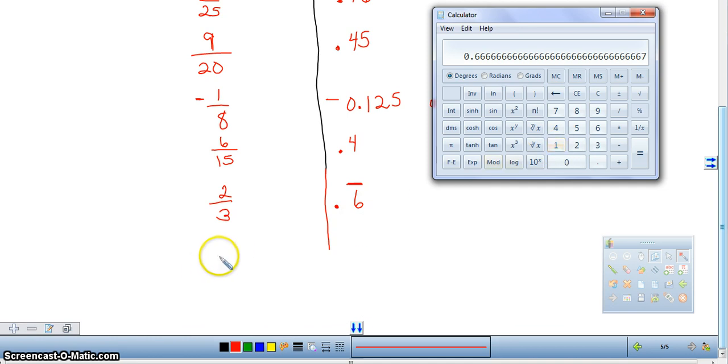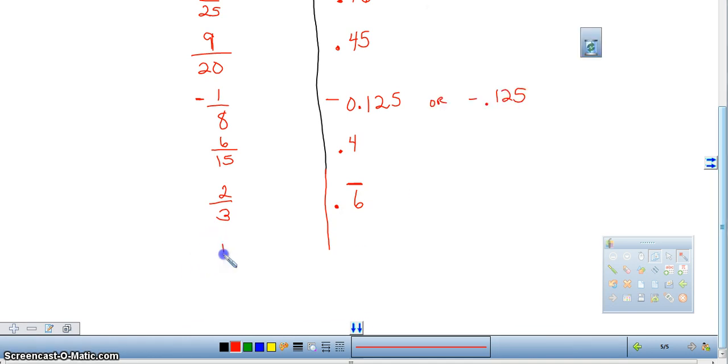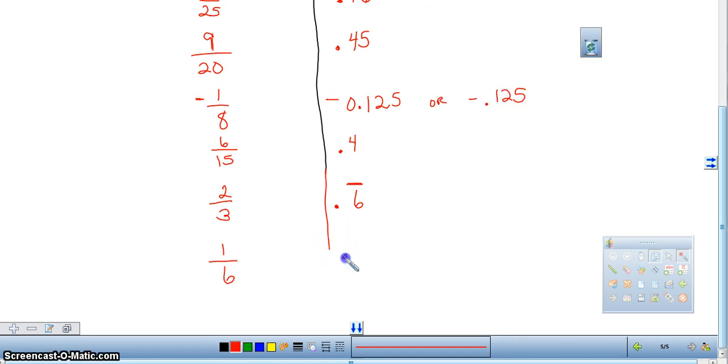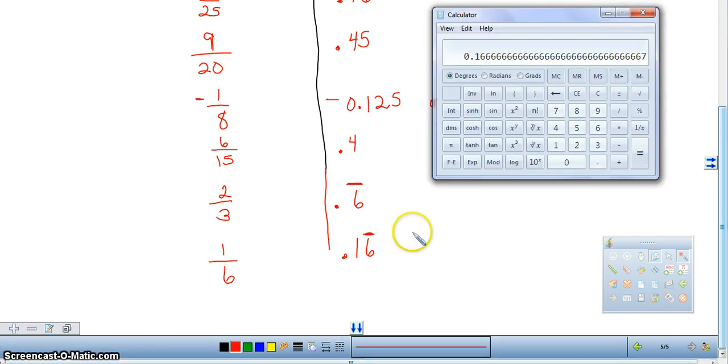So if I do 1 over 6, that fraction, and I clear, and I take 1 divided by 6, I get point. See how I have a 1 and then a whole bunch of 6's? So that one I write as 0.16 and the line, but the line only goes over the 6, not over the 1. Okay, because the 6 is repeating, not the 1.